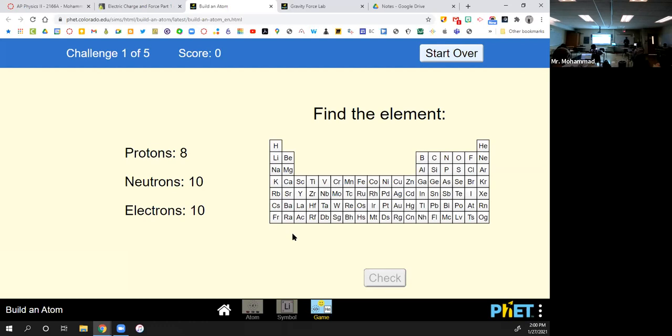I'm stuck with force and charge. If you don't remember, it's the protons that'll determine what element we're talking about. So 1, 2, 3, 4. And this is not neutral.